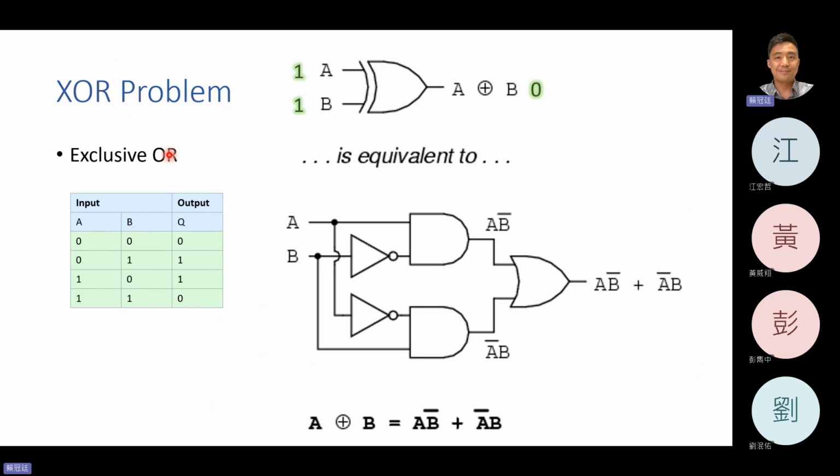And it's not a basic element. We remember we have three basic logic gates: AND, OR, NOT. So XOR is not a basic element, but it can be created by using the three basic logic gates. Here's the structure.